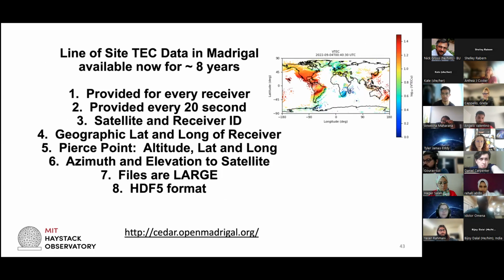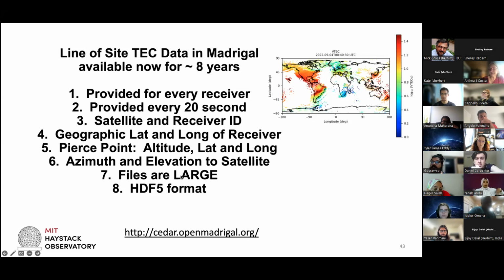The line of sight data is what we use to actually get the differential TEC product. So any time we're looking at TIDs, we have to use this. These files are huge, and they provide all of the line of sight data for every receiver that we process. So for each of the 6,000 receivers, for every line of sight measurement, we have it in there. The data is provided every 20 seconds or 30 seconds. We give you the satellite and receiver ID, the latitude and longitude, the pierce point that we use. So if you want to actually change that, you can go back and change it.